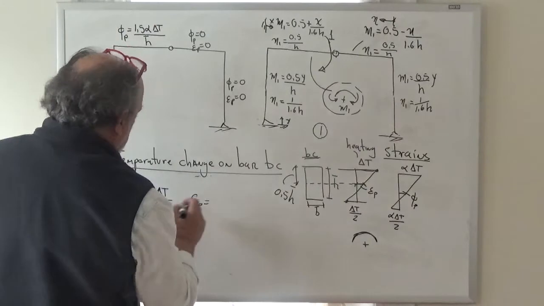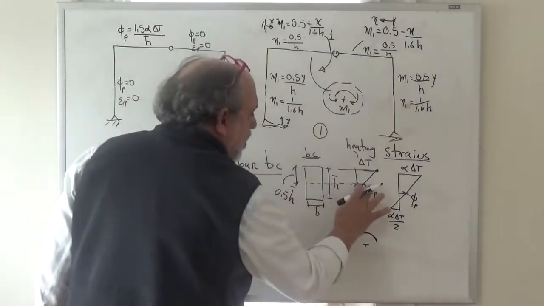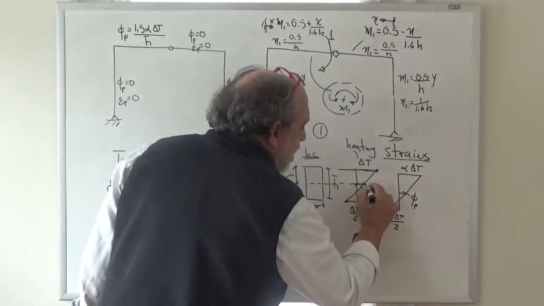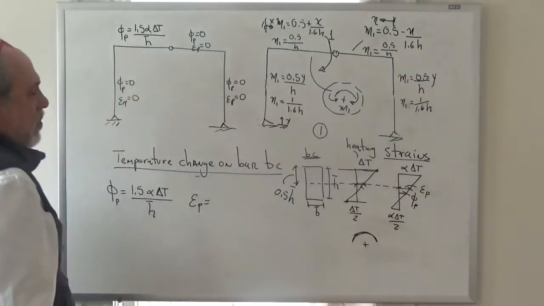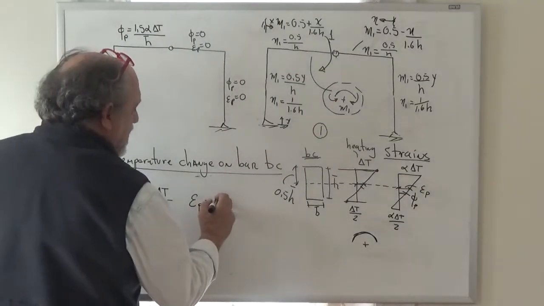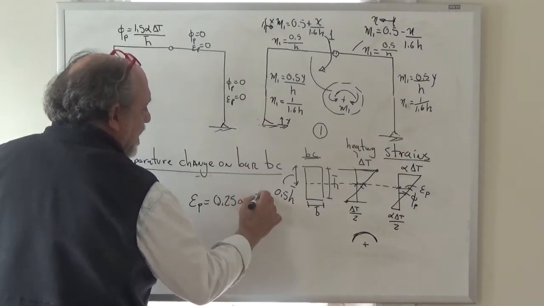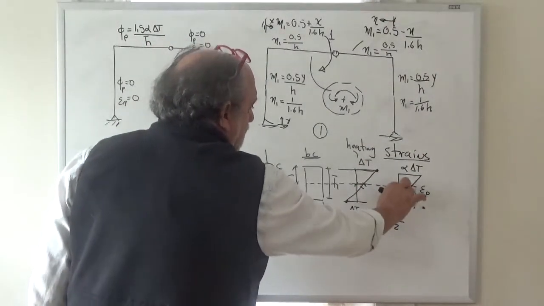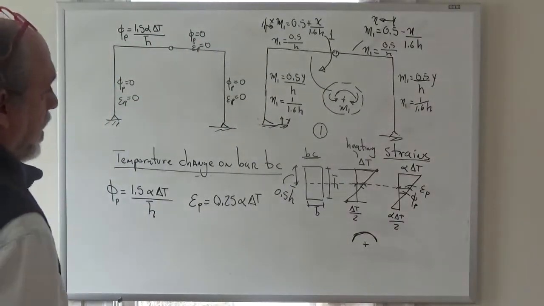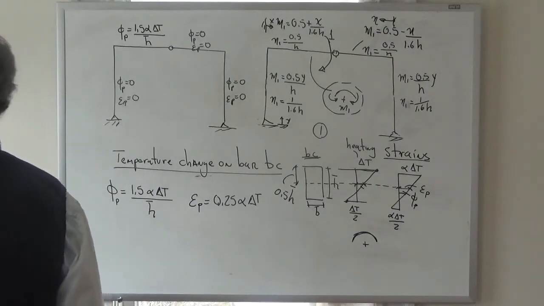And so when you do the calculation, I'm sorry, that is not the strain. The strain is here, in the strain plot. Okay, so the strain EP proves out to be, in this case, 0.25 alpha delta T. Okay, this one is 1, that is 0.5. In the middle here, it turns out to be 0.25. Okay, now comes another question. Is that a plus or is that a minus?